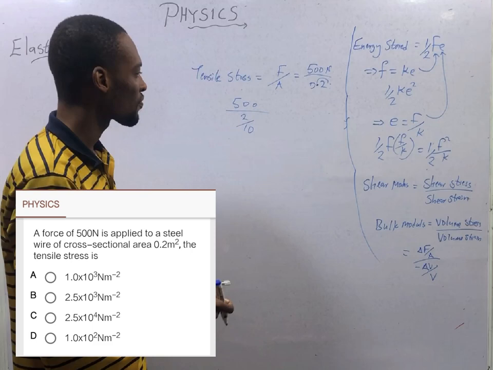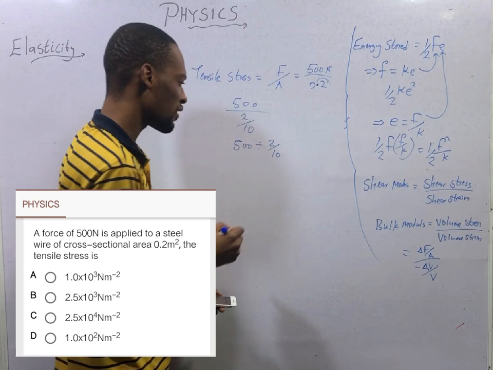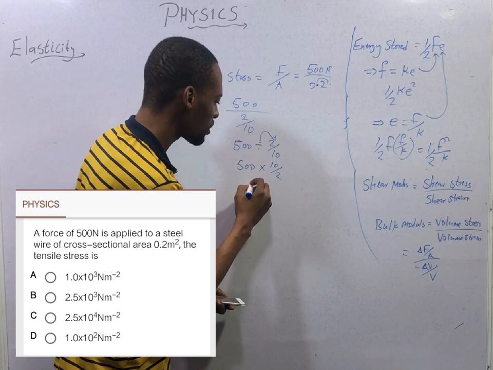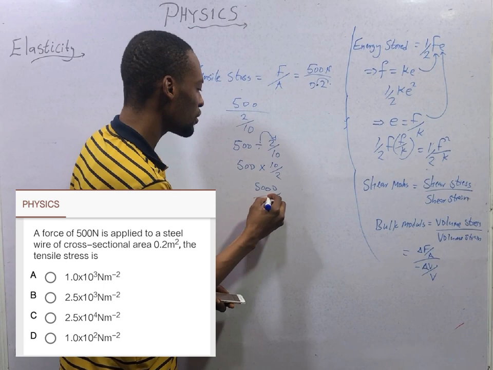From here, this is the same thing as 500 divided by 2 over 10. This is 500 times 10 over 2, converting division to multiplication. What does that give you? That will give you 500 times 10, that is 5,000, divided by 2. This is 2,500.